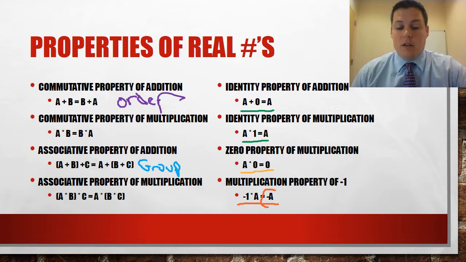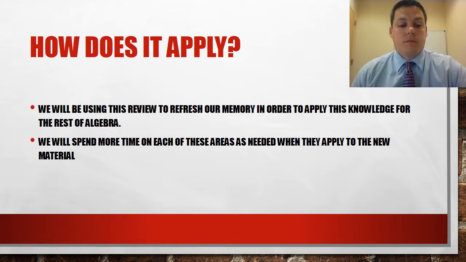And remember, you want to think of this as the opposite of A, not negative A, because we do not know the value of A. A could be negative, which would actually make that whole thing positive. So we want to think of that as the opposite of A.